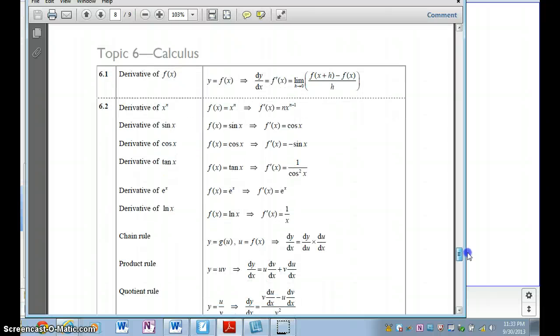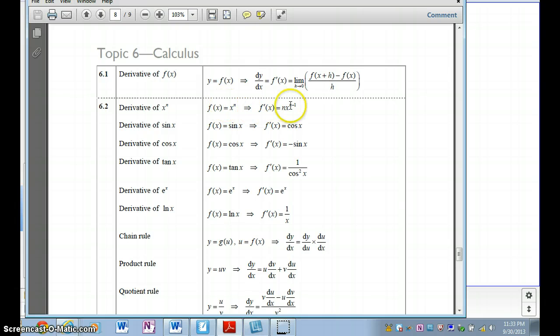So we're currently in topic 6, calculus, and you can see our derivative of f of x, our definition of the derivative is here, and they show you the different ways that it can be written. dy over dx equals f prime of x, and it also shows you using h as approximate to help you define. I sometimes call it the h method. So those are all here for you. You don't have to memorize them.